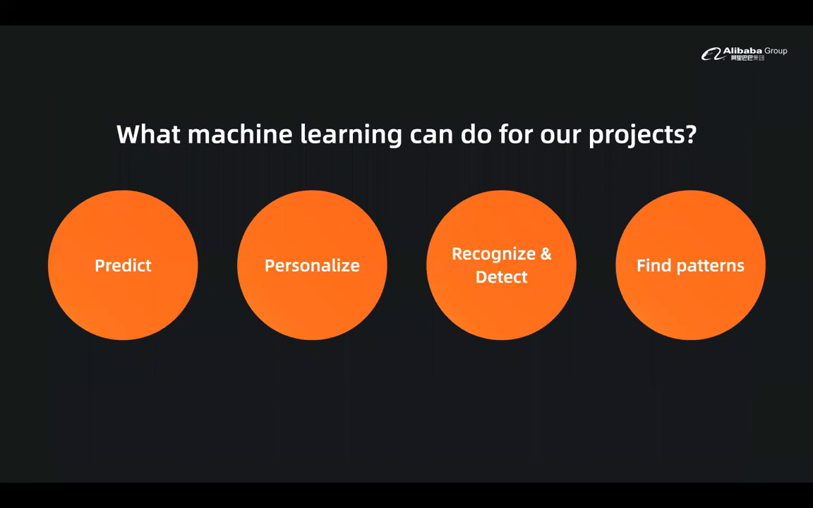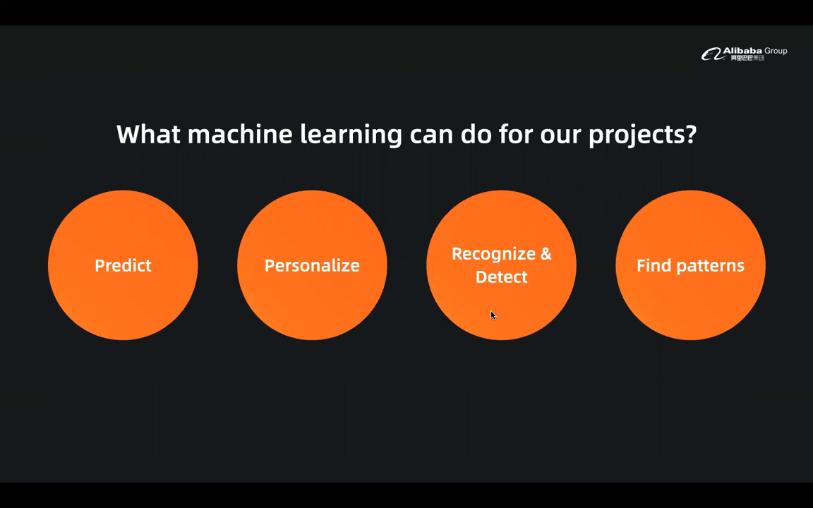So what can machine learning do for our projects? There are 4 application directions normally for machine learning. One is predict. For example, predicting the customer's shopping behavior or predicting a company's stock price based on its historical stock price and the financial report. And then there's personalization, right? You see that in shopping apps or social apps or content apps.